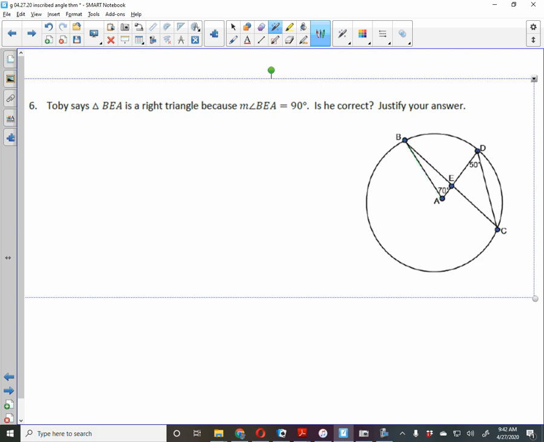Well, we don't know that BE and CE are congruent. If these were congruent, then we could state that that's a right angle. We don't know that those are congruent.